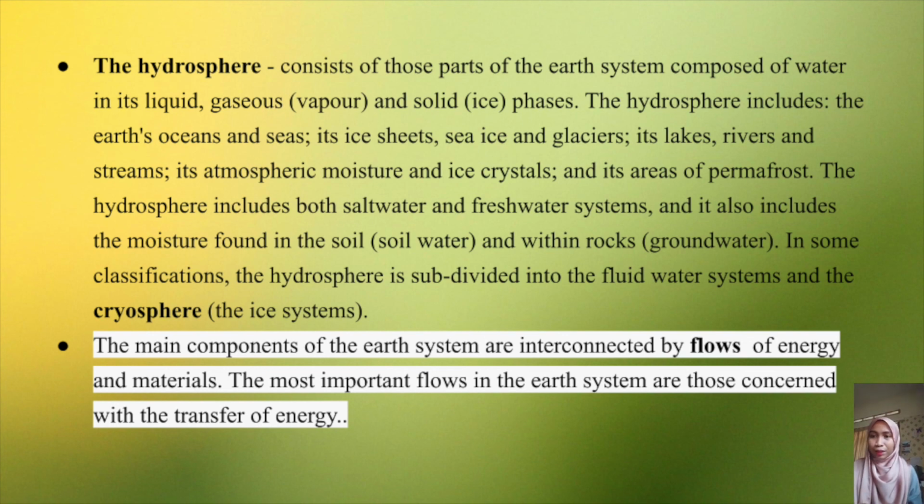The hydrosphere includes both saltwater and freshwater systems, and it also includes the moisture found in the soil, which is soil water, and within rock, which is groundwater. In some classifications, the hydrosphere is subdivided into the fluid water system and the cryosphere, which is the ice system.